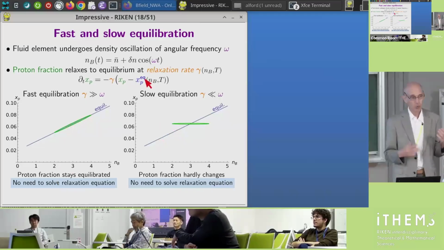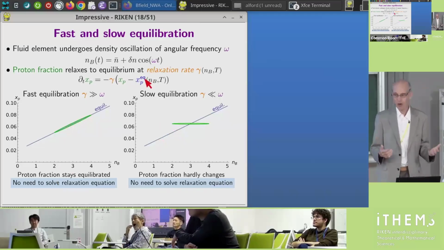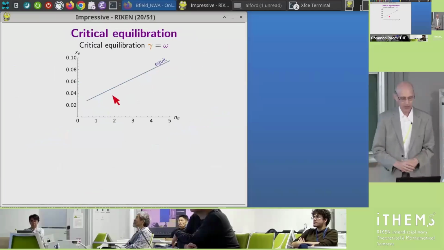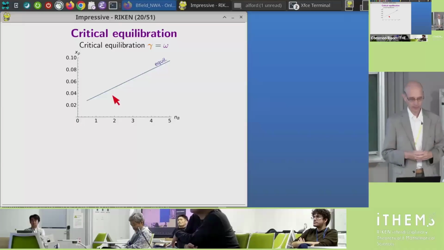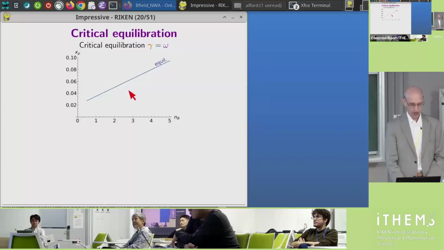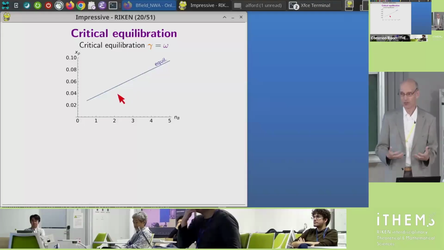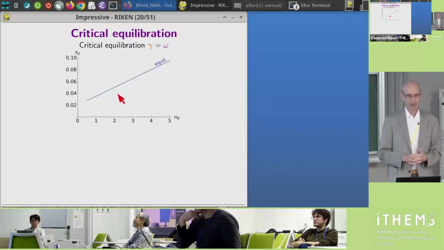Okay, so what's left for me to talk about? What about what happens when the relaxation rate is comparable to the frequency of the applied density oscillation? So let's look at that. This is what I'm calling critical equilibration. So now, what trajectory is the fluid element going to follow in this diagram of density and proton fraction if its relaxation rate is comparable to the applied density oscillation frequency? Anybody want to make this guess?